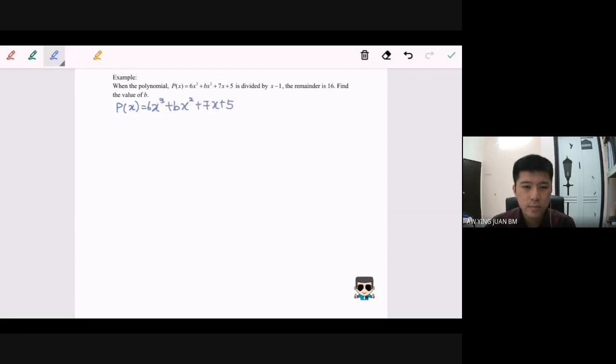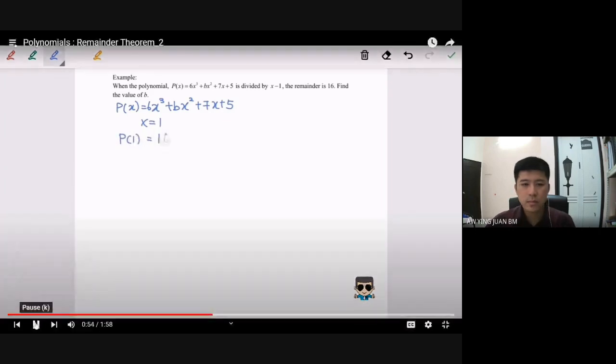And then now the divisor is x minus 1. So I'm going to substitute the value, which is x is equal to 1 into the function. So we will have p(1) will be equals to, the remainder is 16. So by doing this, di sini you akan dapat satu markah. Sebab apa? Tengok when the polynomial p(x) is divided by ini, the remainder is 16. Bermaksudnya, you dah faham p(1) is equals to 16. Kalau macam ni, you dapat satu markah, from the sentence to mathematical symbol.